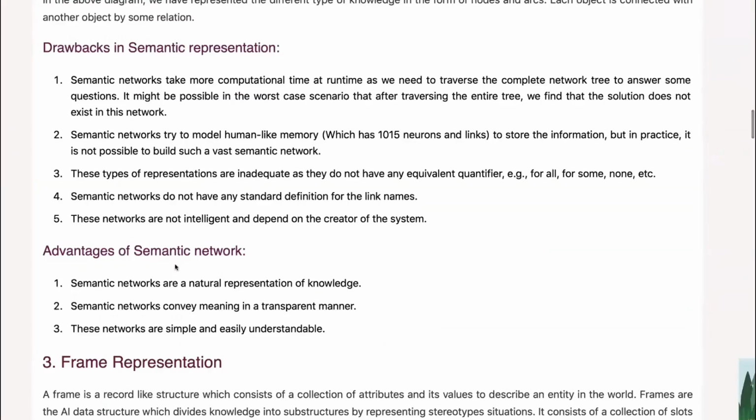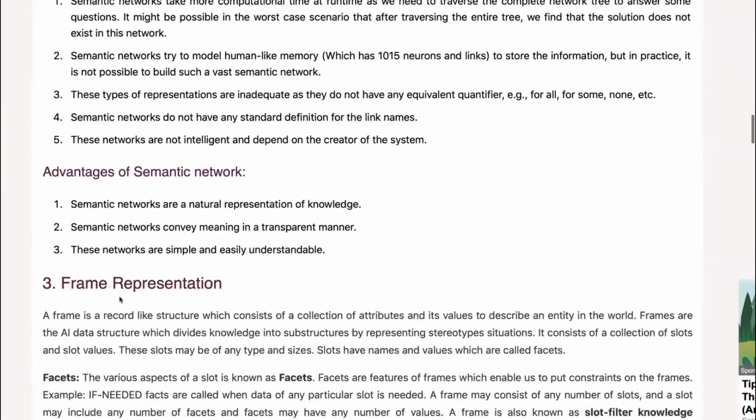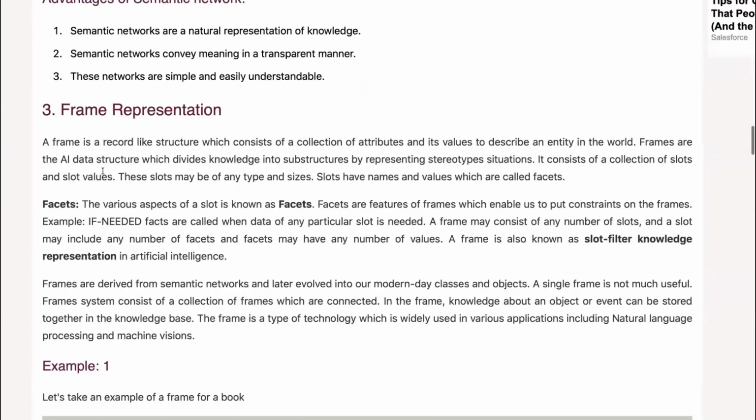There are two more in the module. This will be mentioned again, with some examples. So we have the frame representation. Later we'll have an example in the module of an AI program using this technique of representing knowledge. A frame is a record-like structure which consists of a collection of attributes and values to describe an entity in the world.